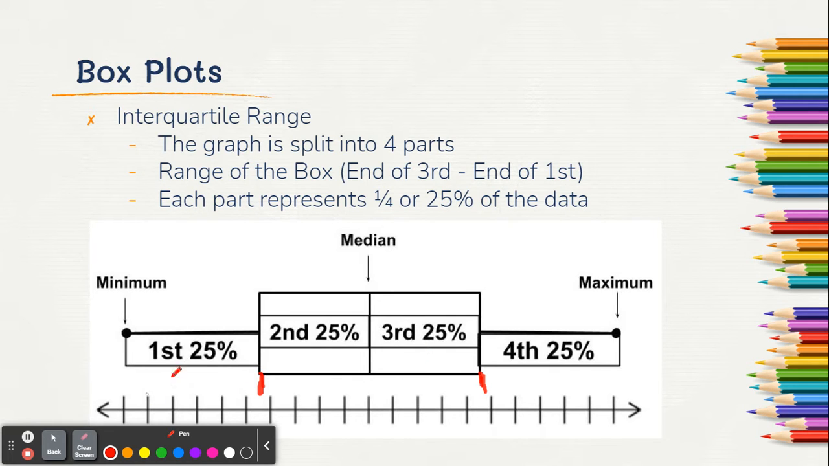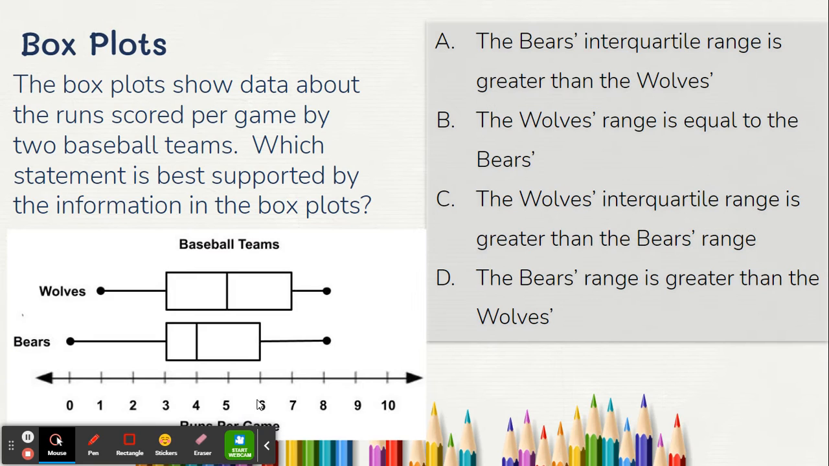When you're looking at this, it might say, what's the range of the third quartile? If I want the third quartile, that would mean I go from the median to the end of the box and subtract those two numbers. So that's what it is. It's a little more complicated, but once you get it, it's really easy to find. Okay, so let's go on and do some examples.